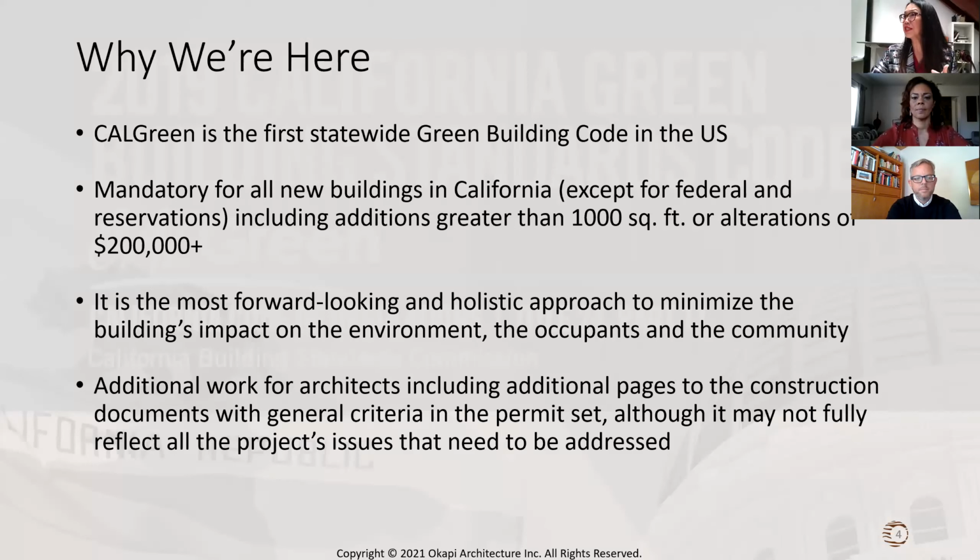So CALGreen is the first statewide green building code in the US. It's the most forward-looking and holistic approach. Interestingly, almost any new project, any major modernization project of more than $200,000, and I don't have any project less than that, and if you have just little additions of more than 1,000 square feet, you need to comply with it. So when you're practicing in the office, just take CALGreen as one of the requirements you need to follow.